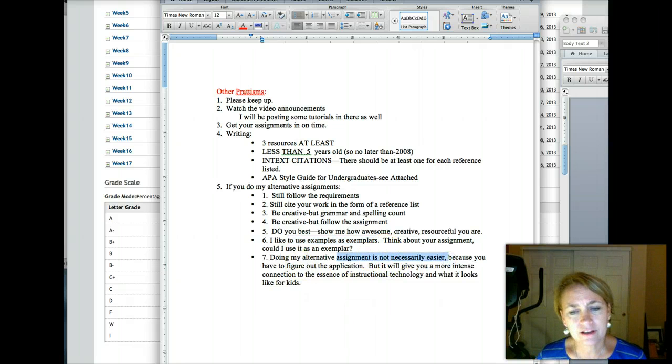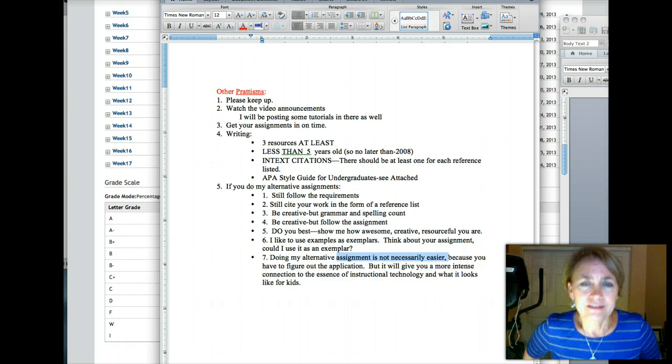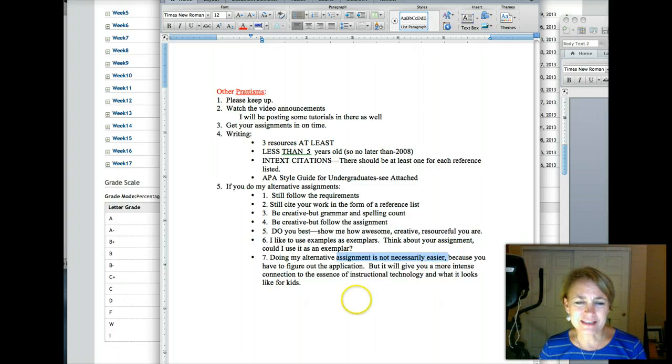It's not necessarily easier to do the alternative assignment, because sometimes if it's an application that you don't know, you have to watch some tutorials and you have to kind of figure out the application. But on the other hand, if you did some of my alternative assignments, it would give you a very high quality understanding of using educational technology in the classroom and what it feels like to the student. So I'd love to see you do that.